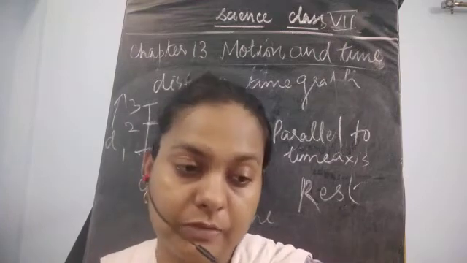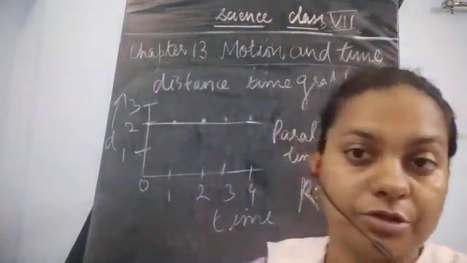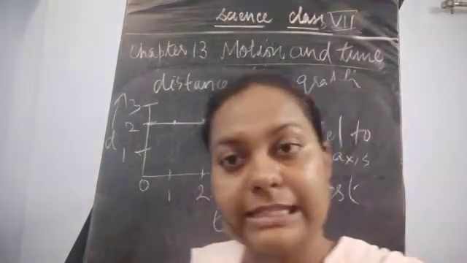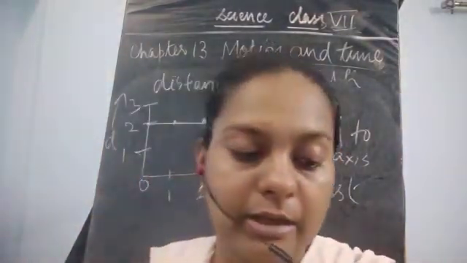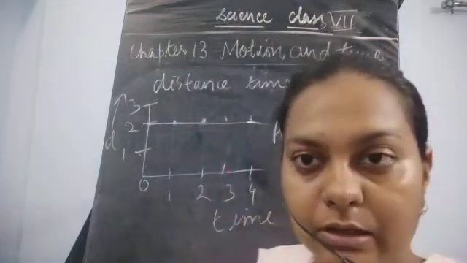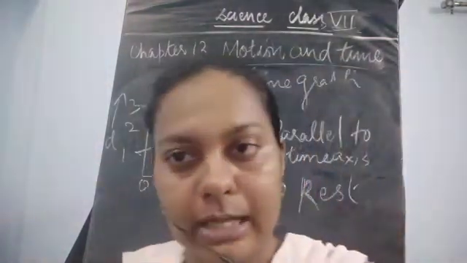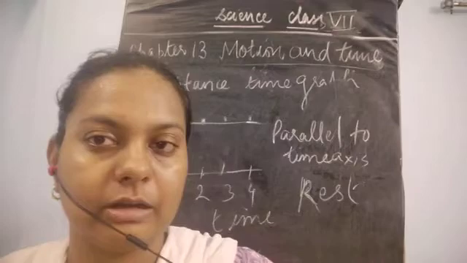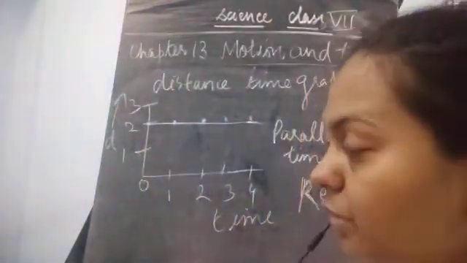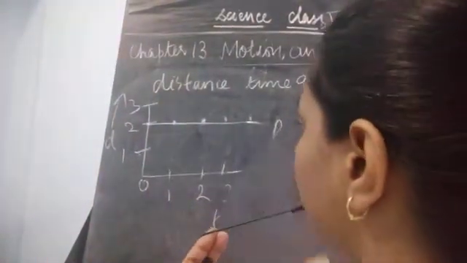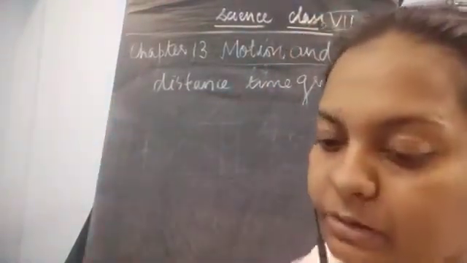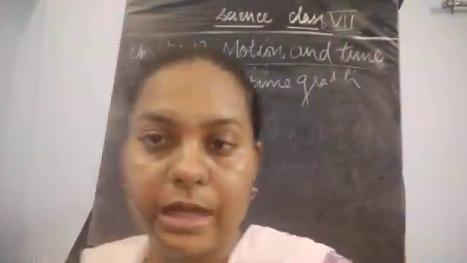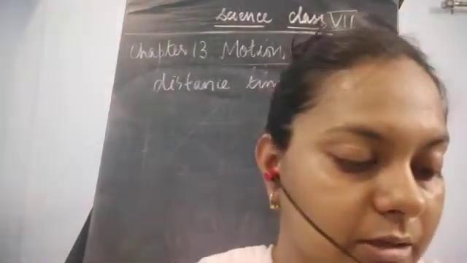Now if it is in motion, whether it is uniform motion or non-uniform motion, we can easily calculate by comparing the distance traveled in a particular time. I'll just draw one more graph. Just remember that there could be many types of graphs for showing distance and time.